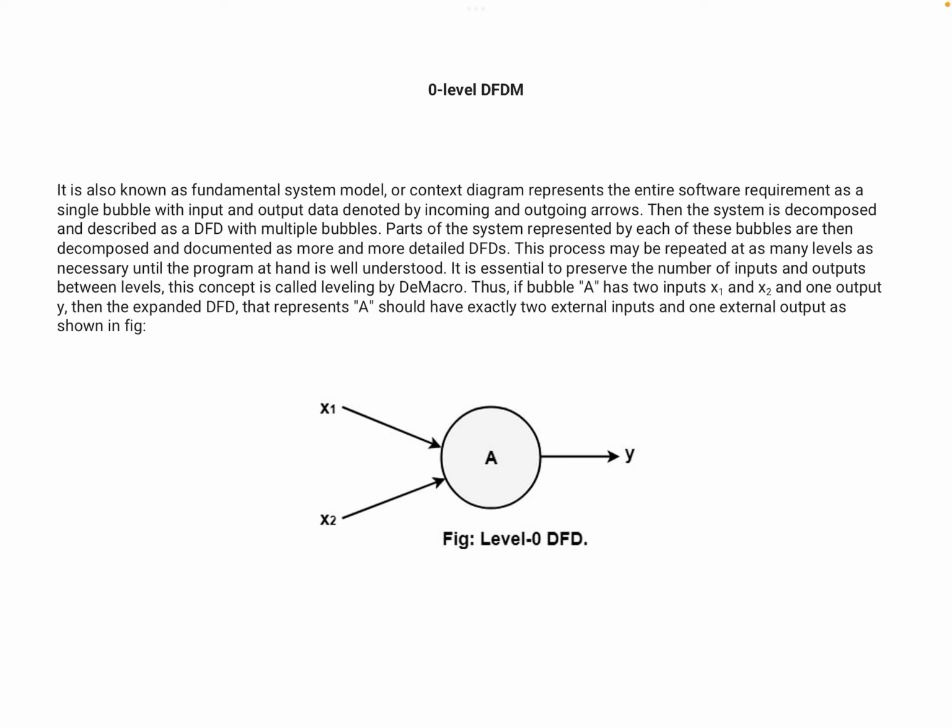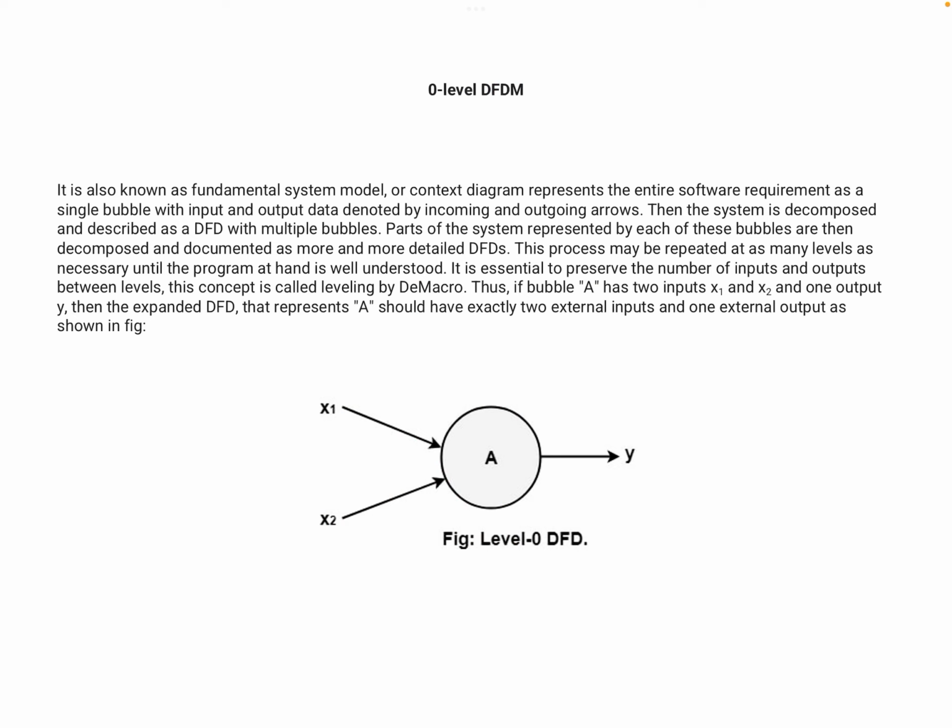So, level 0 DFD. It is also known as the functional system model or a context diagram. It represents the entire software requirements as a single bubble with input and output data denoted by incoming and outgoing arrows. Then the system is decomposed and described as a DFD with multiple bubbles.